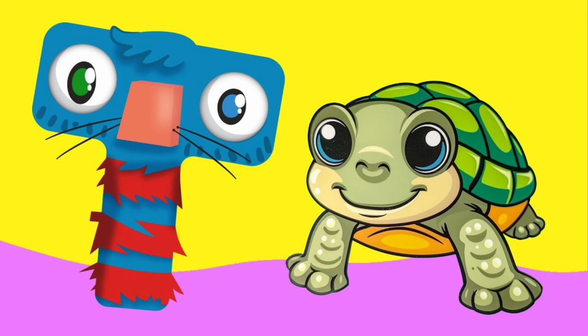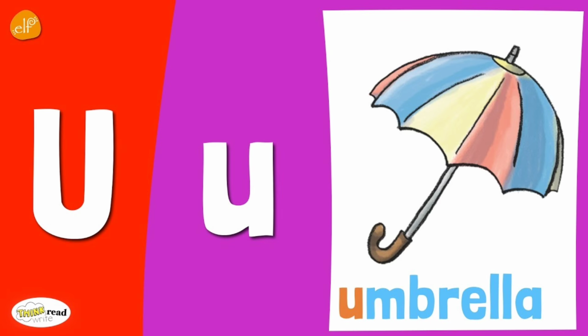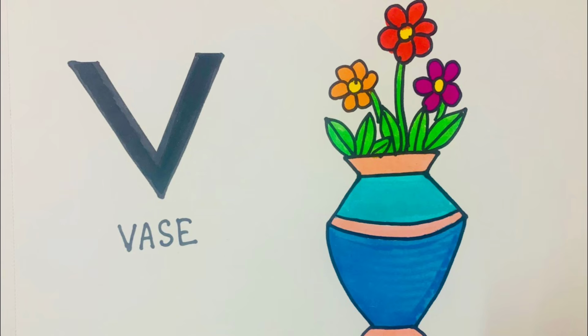T for turtle, say T for turtle. U for umbrella, say U for umbrella. V for vase, say V for vase.